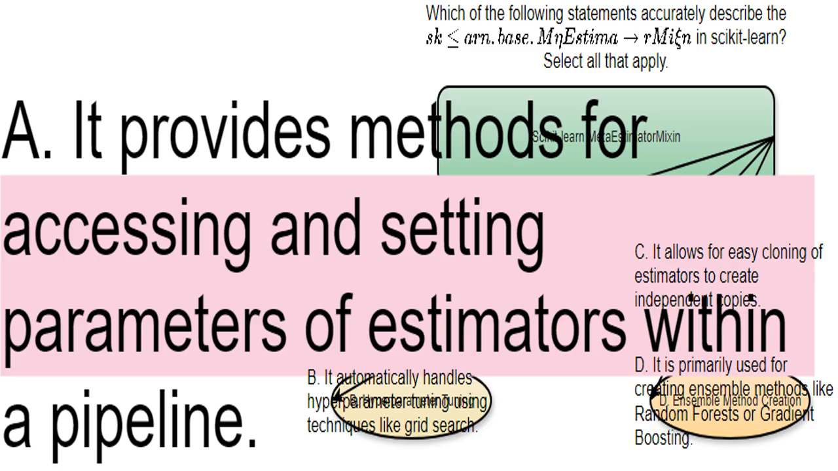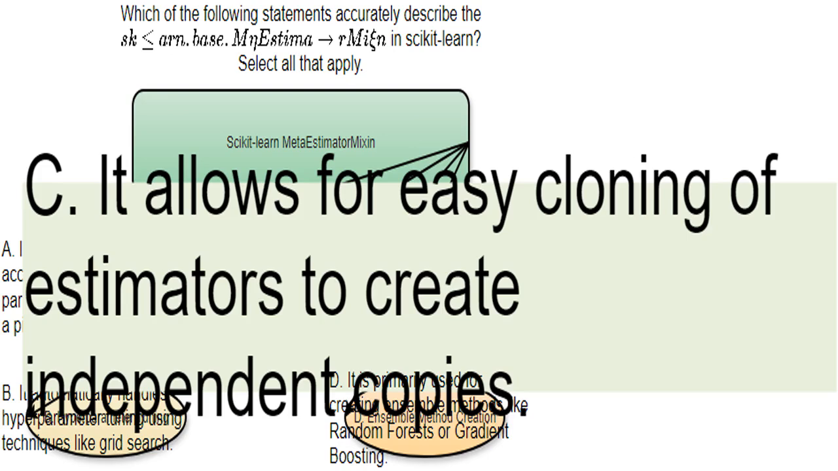I use the MetaEstimatorMixin to get and set parameters of estimators. Think of it as getting and changing the settings of individual parts in a complex machine. This is also correct. The MetaEstimatorMixin lets me make exact copies of estimators. It's like making a perfect duplicate of a machine part, so I can work on one without affecting the other.